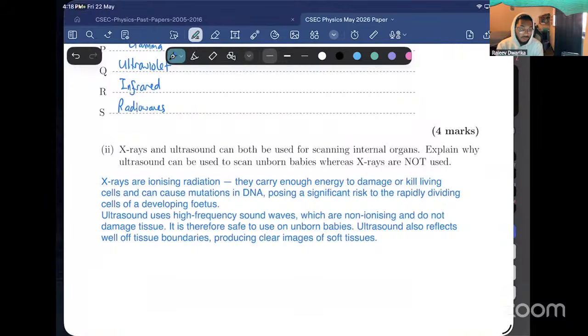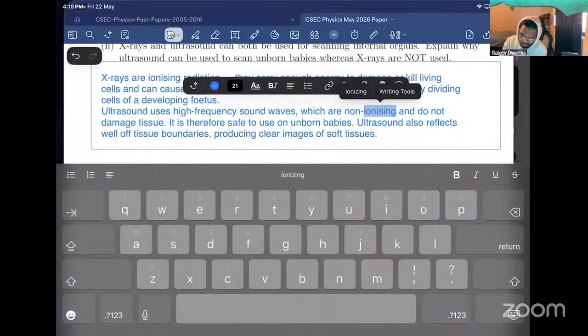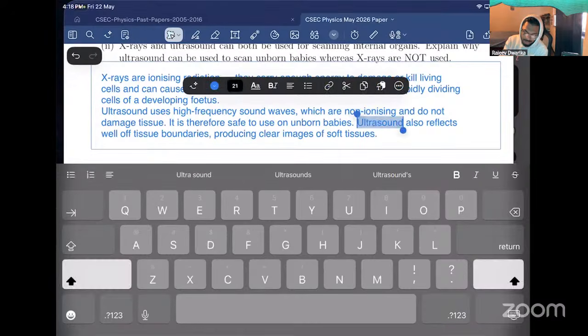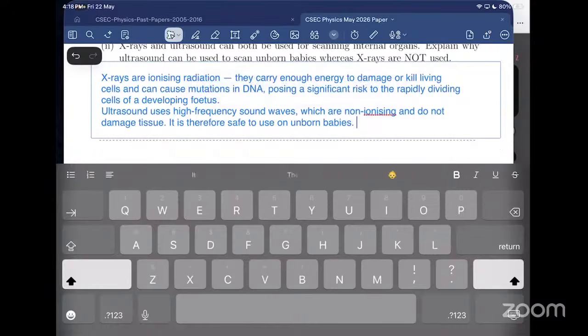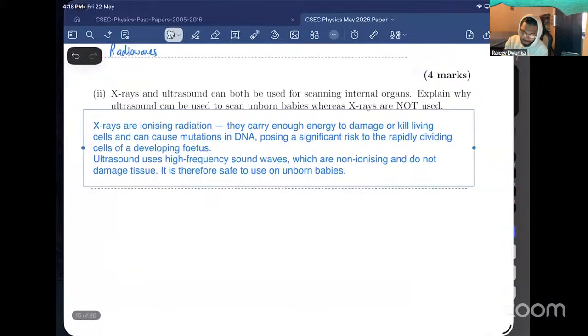Ultrasound also reflects well off the boundaries. This is the main thing: you had to say that X-rays were ionizing, and if it's ionizing, it has enough energy to damage cells. And remember, if it's an unborn baby, the cells are still what? Developing.